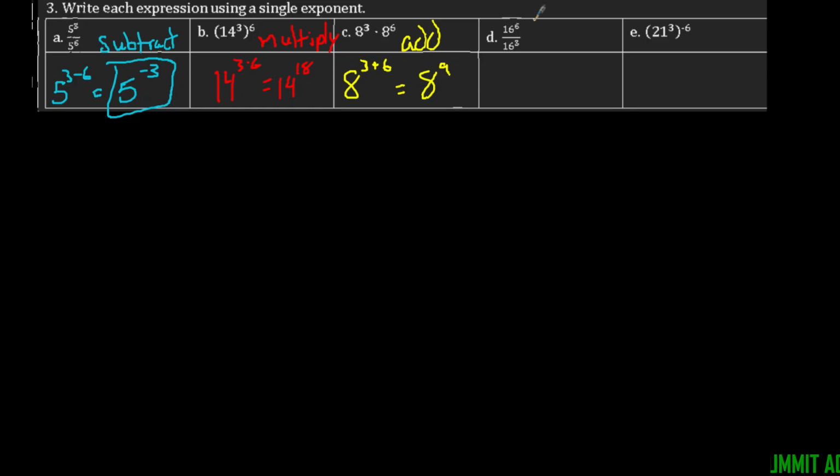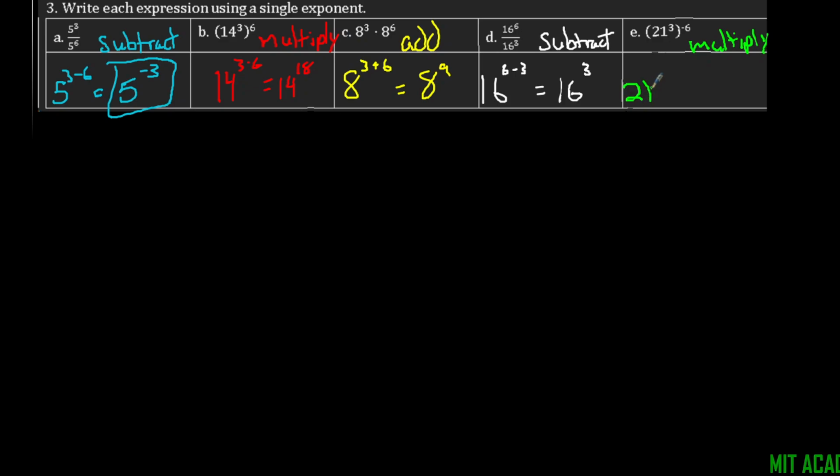And for the next one, we're back to subtracting. So we're going to say this is going to be 16 to the 6 minus 3 power. Let me write that a little bit better. 6 minus 3, which is equal to 16 to the third power. And for that last one, we still multiply. So we're going to say it's going to be 21 to the third power times negative 6, which is equal to 21 to the negative 18 power. So just make sure that you're setting those up carefully.